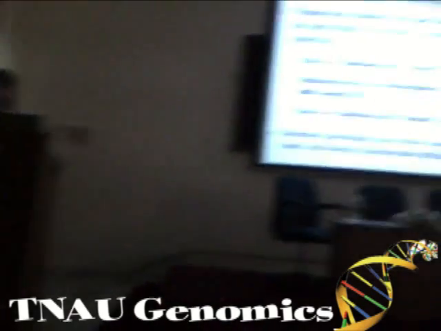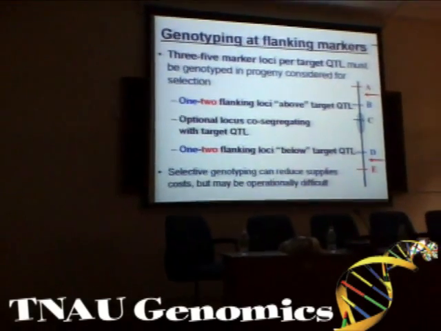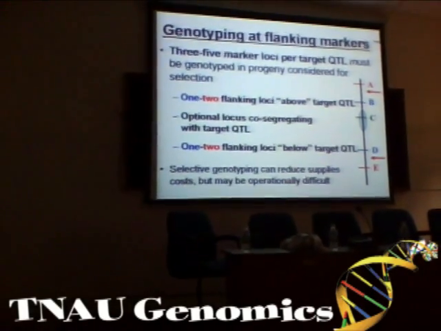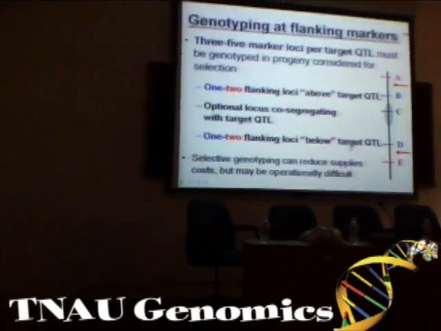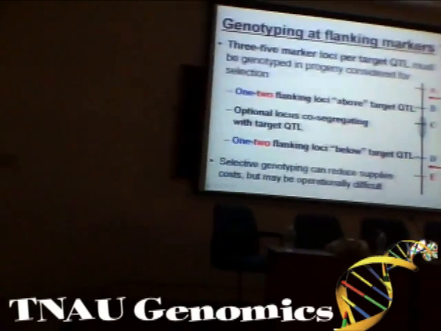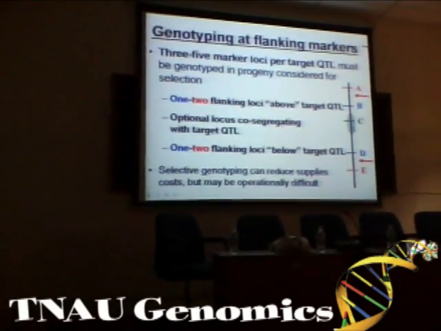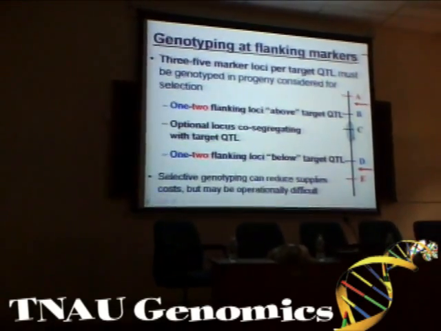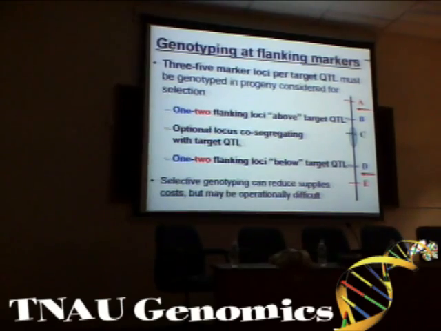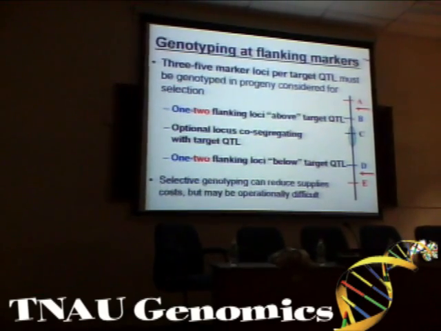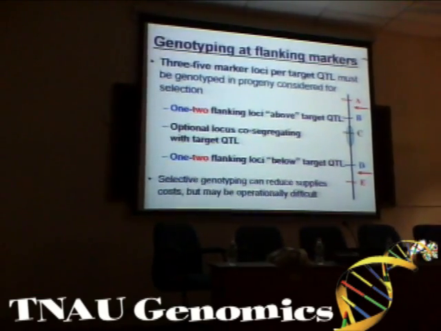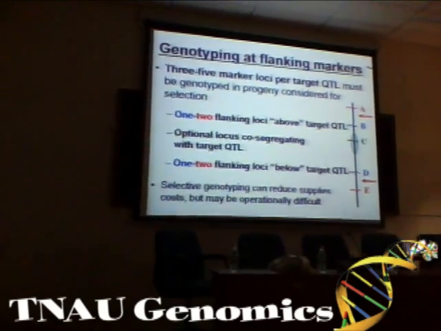You need to genotype flanking markers. You need to genotype at least one marker. If you have and trust a perfect marker inside of the gene that's controlling the QTL, and you know that it's inside of the gene that's controlling that QTL, then you can use one perfect marker.